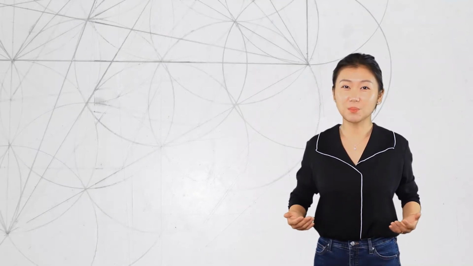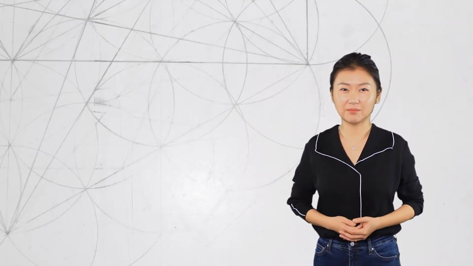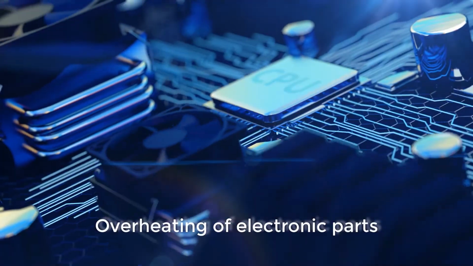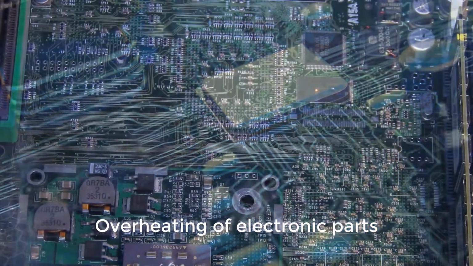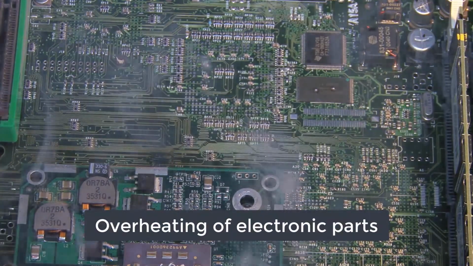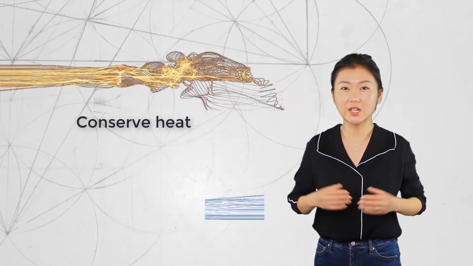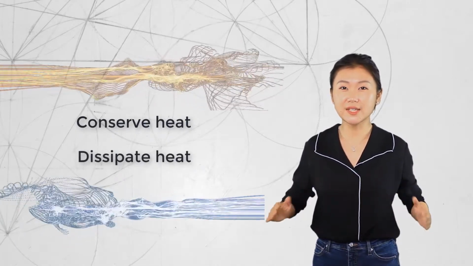However, heat also plays the other side of the game. In our pursuit of faster speeds and larger power, and in the development of the electronic age, heat becomes an undesired byproduct that can bring damage. This means in some applications, we want to conserve heat, while in other cases, we want to dissipate it quickly.